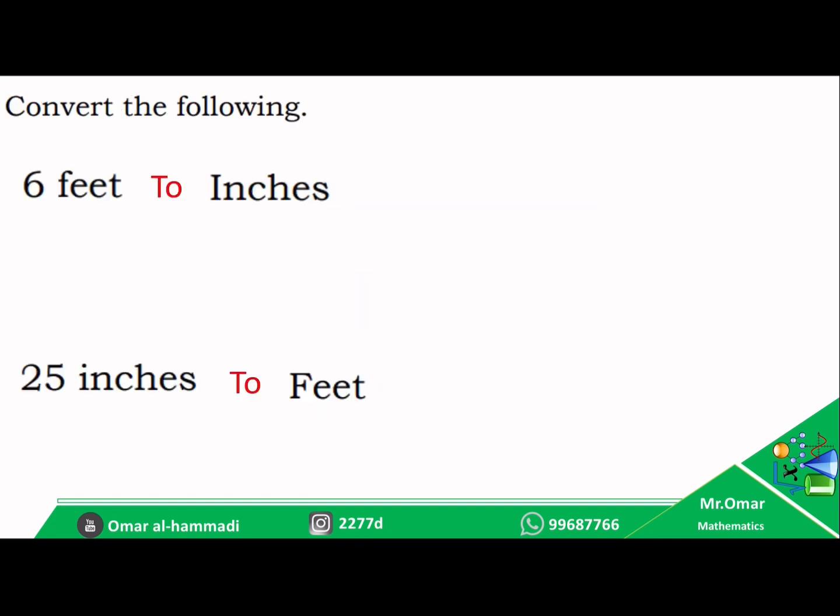So if we want to convert from 6 feet to inch, from feet to inch, we just multiply 6 multiplied by 12. It will give us 72. But if we wanted to convert from inch to feet, so we have to do what? 25 divided by 12. So 25 divided by 12 will give us 2.08333, something like that.